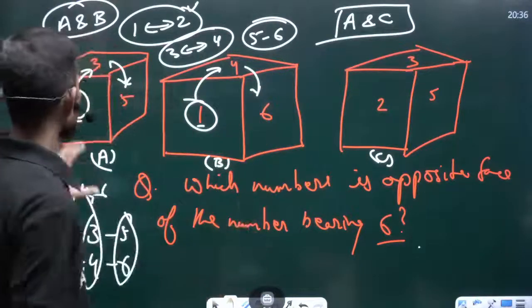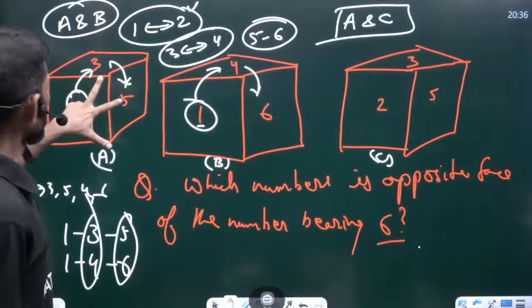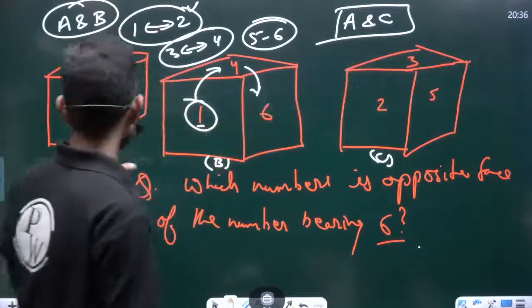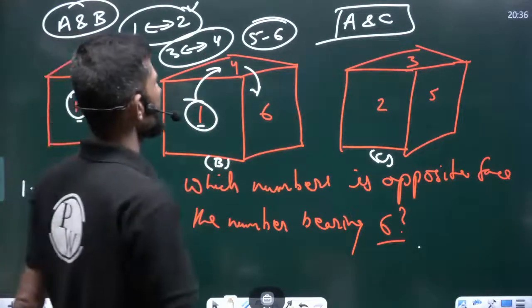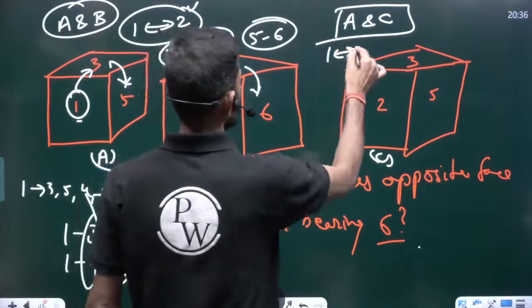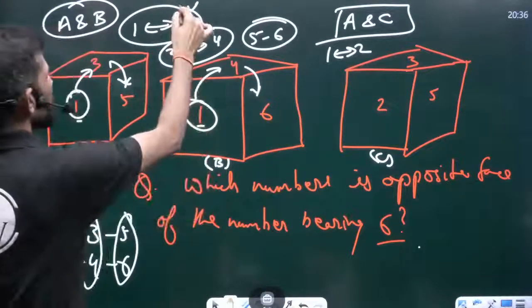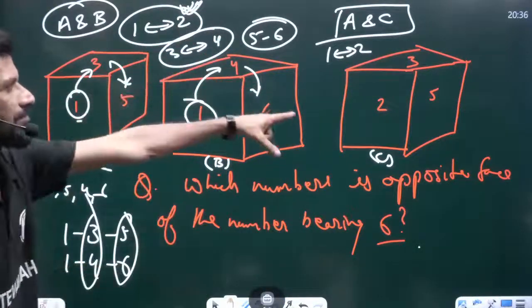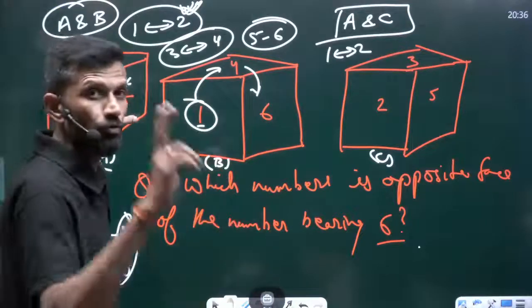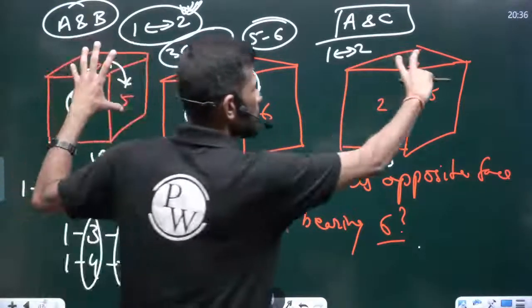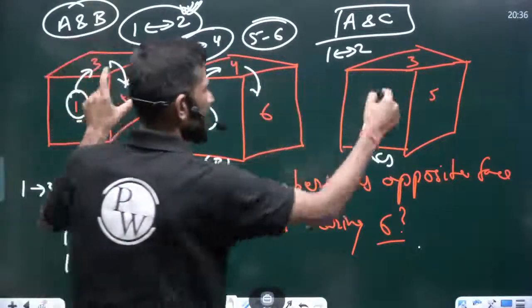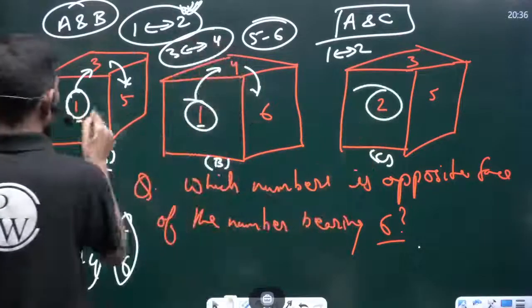First and last, if you compare, both are having 3, 5, 3, 5. In that case, one opposite should be 2. But here we got already one opposite as 2. Am I right? 3 and 5. Rule number 2 says that when two numbers are common, then uncommon number will be opposite to each other.